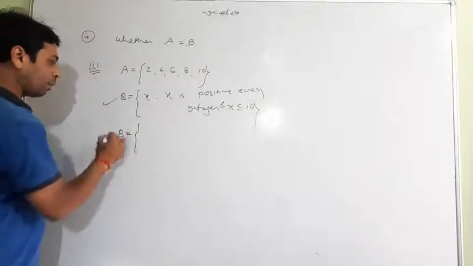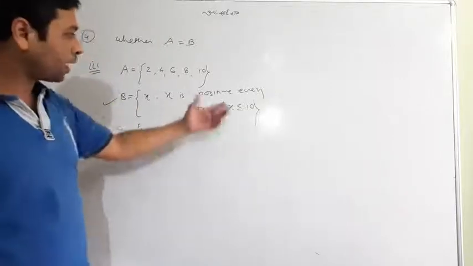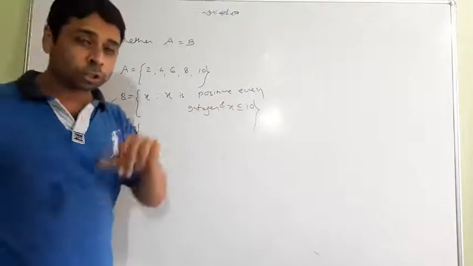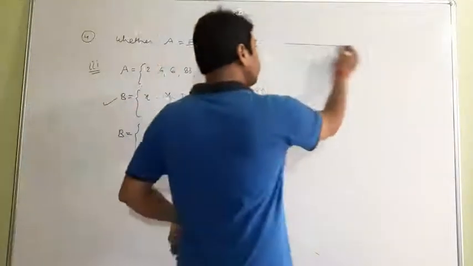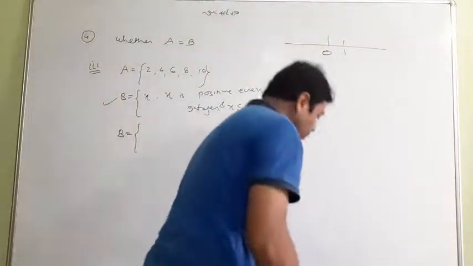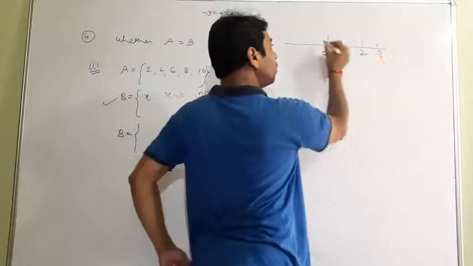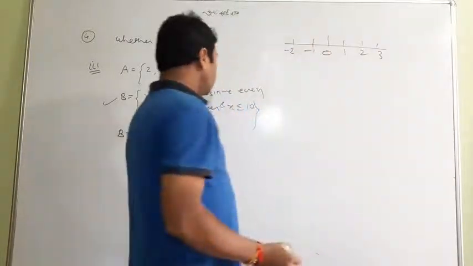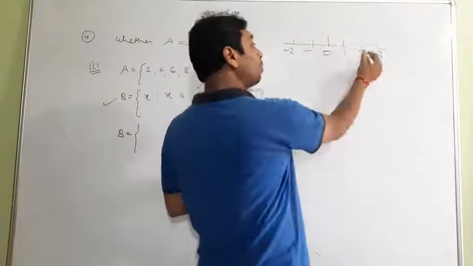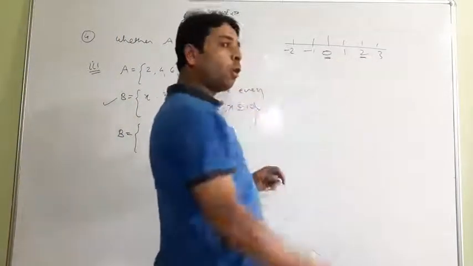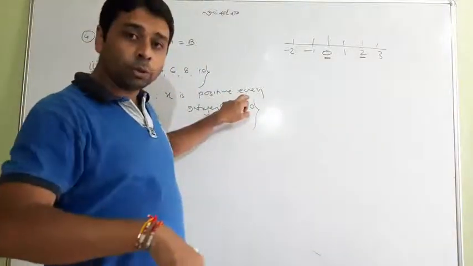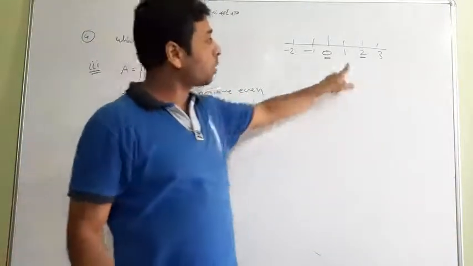This is set builder form and this is roster form. Now catch it: X is a positive even integer. Look at 0, 1, 2, 3, minus 1, minus 2. So what is an even integer? X is a positive even integer. Even positive integers start with 2. 0 will not come in the positive section. It is even, I know that, but it is not positive. So positive will start from 2.